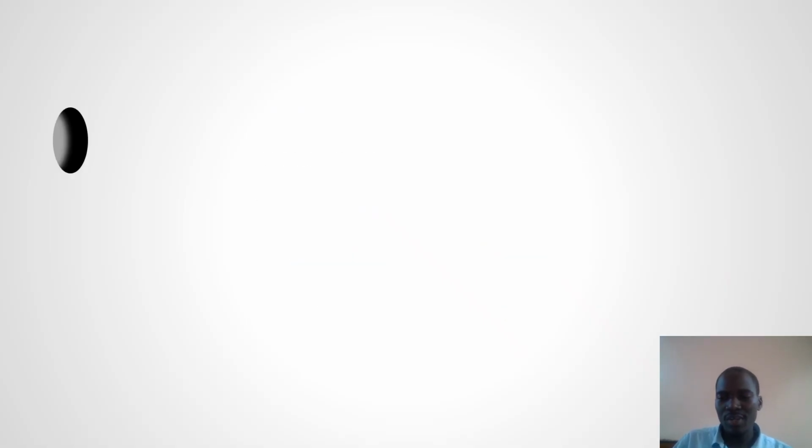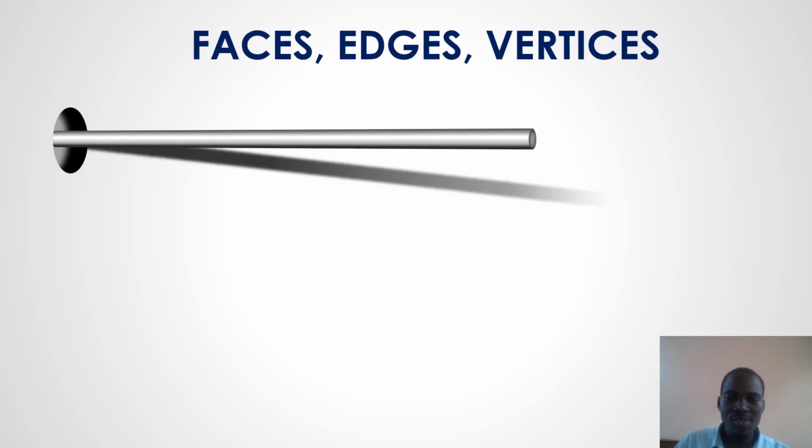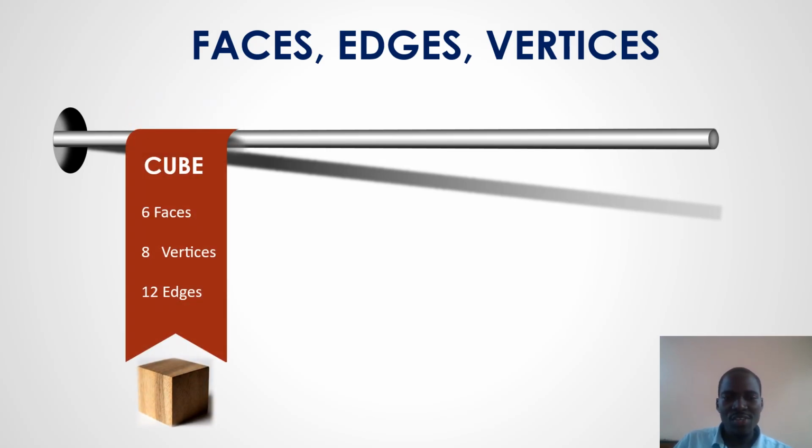Let's move on to the other properties of 3D solids, faces, edges, and vertices. Let's begin with the cube. It has 6 faces, as we have seen earlier in the net, 8 vertices or corners, and 12 edges, which are the ones joining corners.